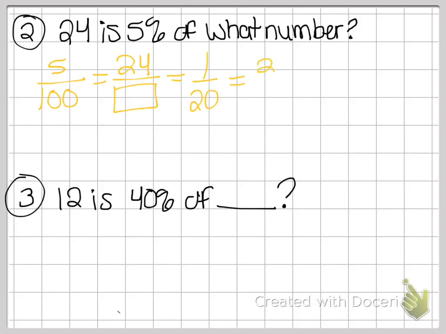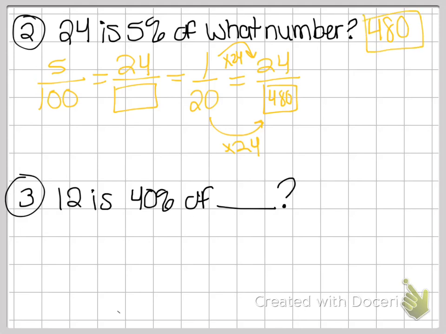And now I can make my equivalent fractions. 1 times 24 is 24. So now I have to do 20 times 24 to get that denominator. 2 times 24 is 48, and add your 0. So 24 is 5% of the number 480.